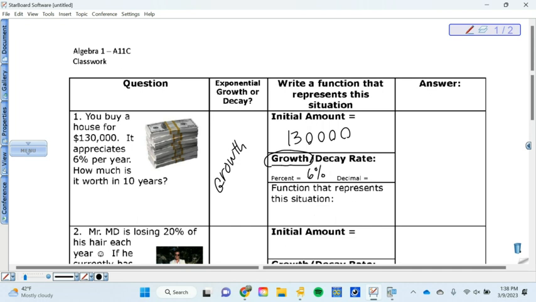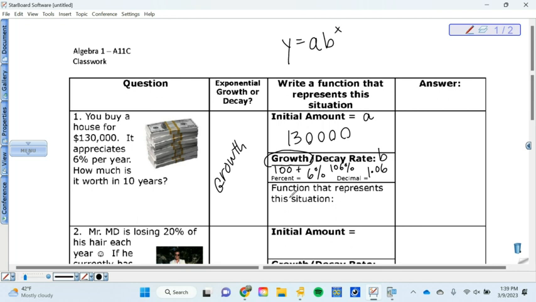6%. But what do I have to do to actually make my growth rate? It's not just 6%. I got to add that 100%. So what's 100 plus 6%? 106. And what is that in decimal form? Perfect, 1.06. Okay, my growth rate is my B. My initial amount is my A. My equation is y equals A B to the x.